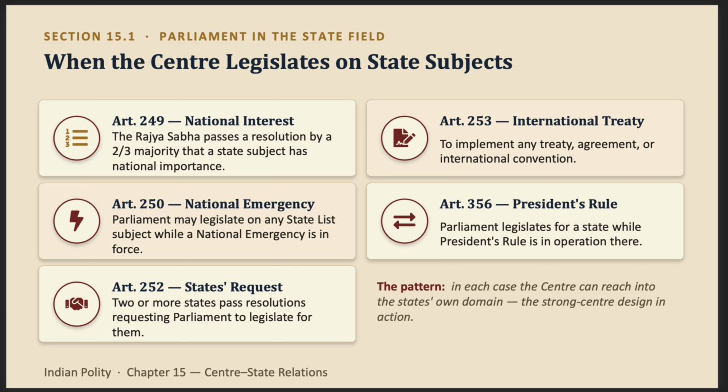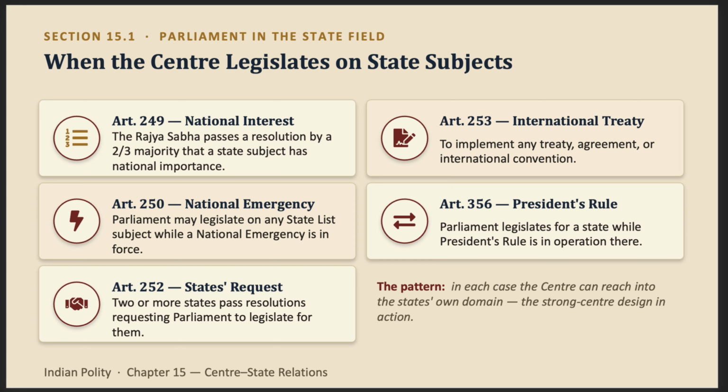Oh, the big one. Yeah. When a state's constitutional machinery breaks down, its legislature is either suspended or dissolved, and Parliament just assumes its legislative powers directly. Wow. Okay, so whether it's a national emergency, an international treaty, or a total collapse of the state government, the center has clear constitutional pathways to take over.